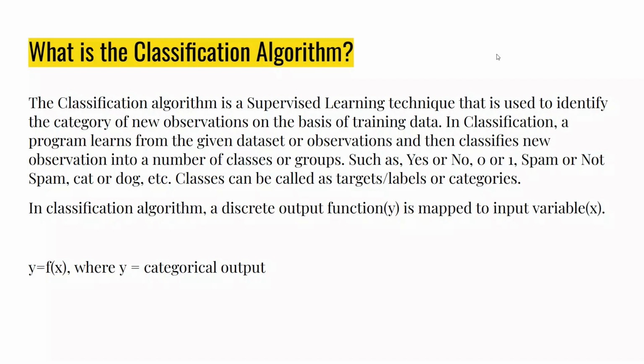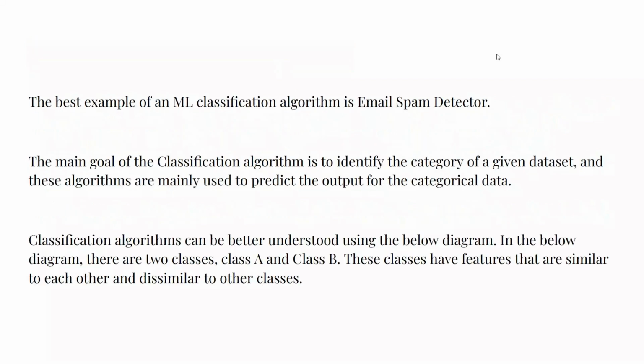In a classification algorithm, a discrete output function y is mapped to the input variable x, y equals f of x, where y is the categorical output. The best example of an ML classification algorithm is the email spam detector. The main goal of the classification algorithm is to identify the category of a given dataset, and these algorithms are mainly used to predict the output for categorical data.